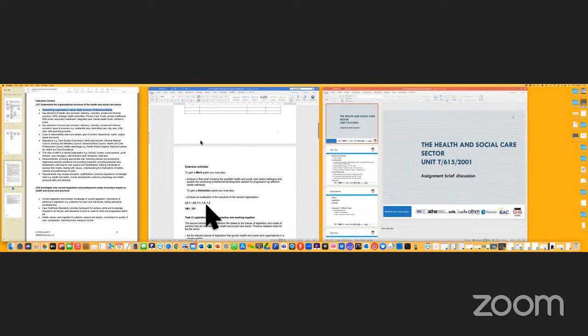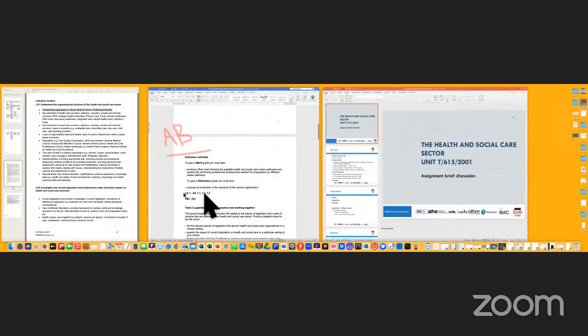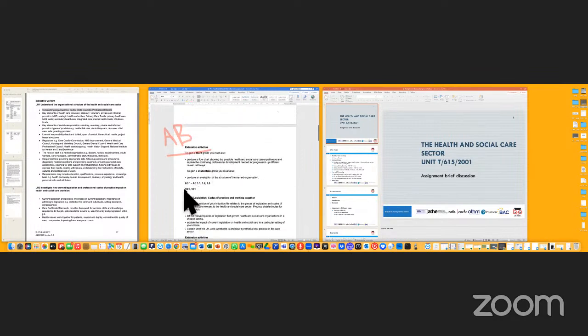If I scroll down to this other document, which I'll mention is called the assignment brief, or AB, this is the assignment brief which every learner would need to look at, attempt, and complete to achieve this unit. If I scroll down on the assignment brief, you can see that under the tasks with the bullet points, the learning outcome and the assessment criteria are labeled.